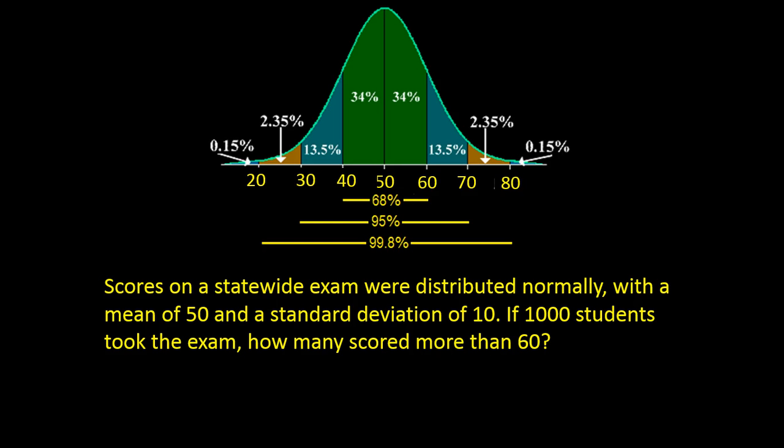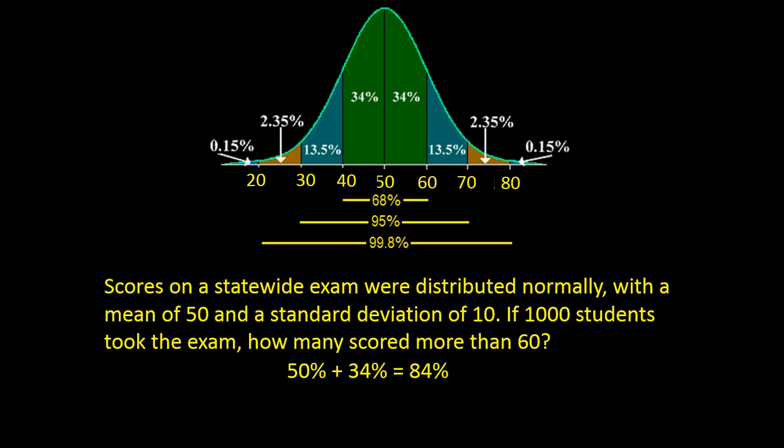How about if we've got the same situation? 1,000 students took this exam, and we want to know how many scored more than 60. Well, it might be easier to figure out what percent of this bell curve is less than 60 first. So less than 60 would be half the bell curve that falls less than 50 plus the 34% that's between 50 and 60. So the percent of this bell curve that is less than 60 would be 84%.